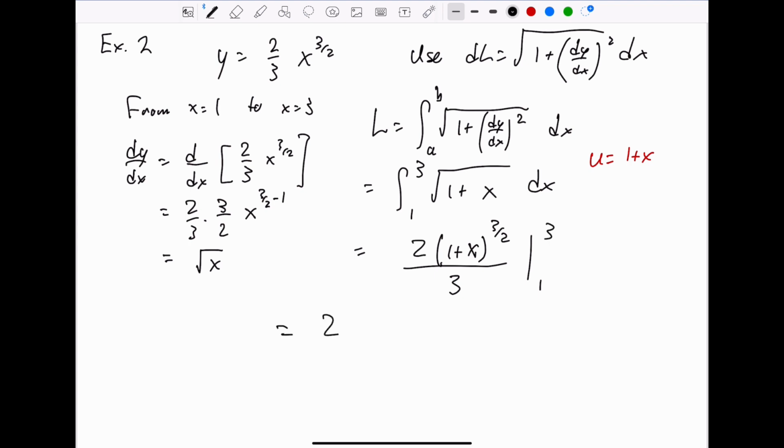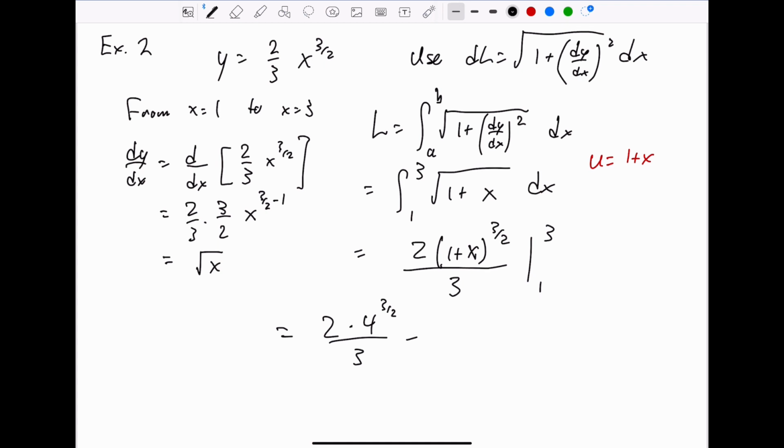So we have 2 times, insert 3 for x first of all, so we have 1 plus 3 is 4, to the 3/2 divided by 3, minus, and then we input 1 for x, so we have 2/3, 1 plus 1 is 2, so times 2 to the 3/2. And this is approximately equal to 3.45.